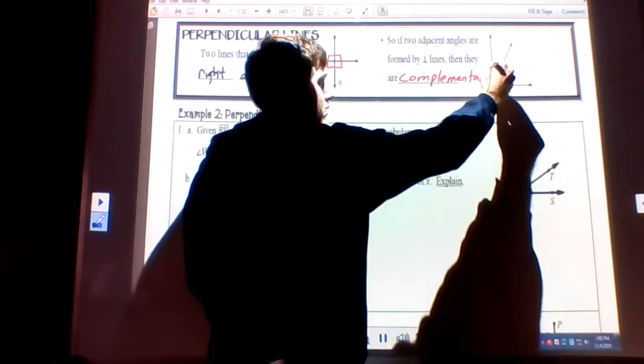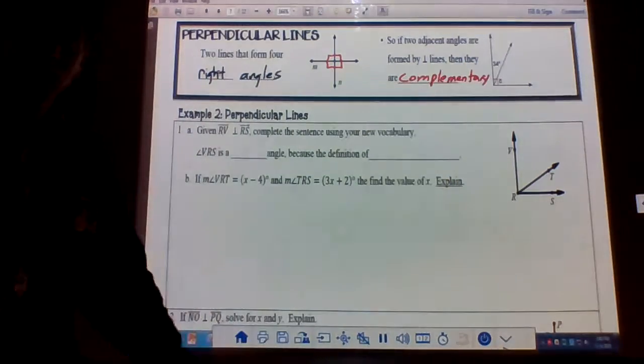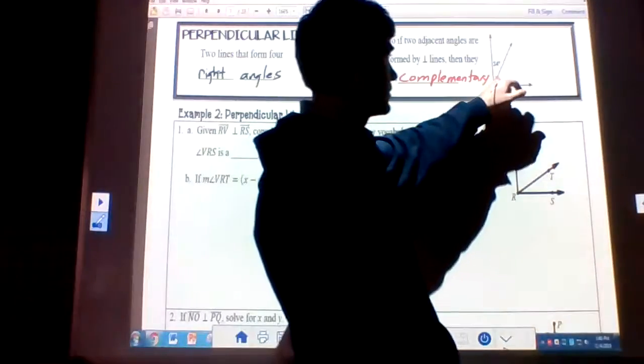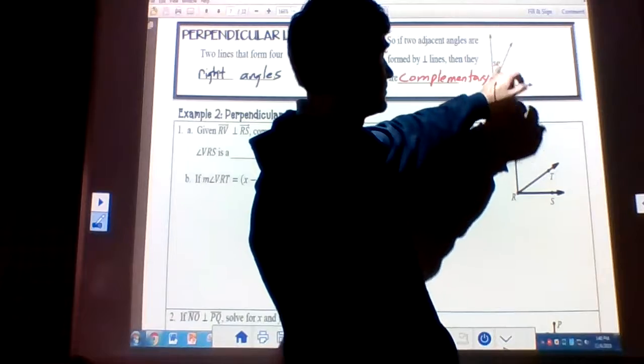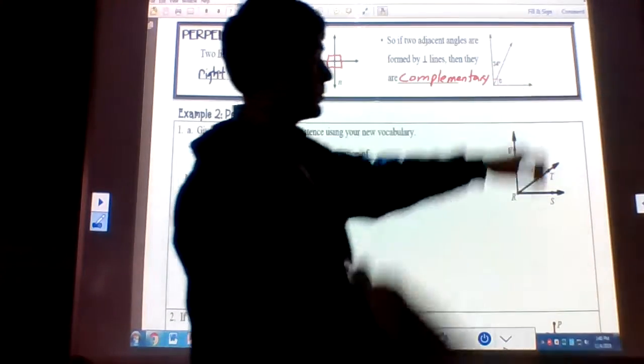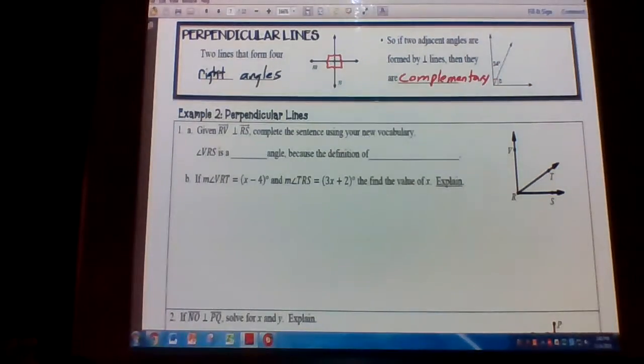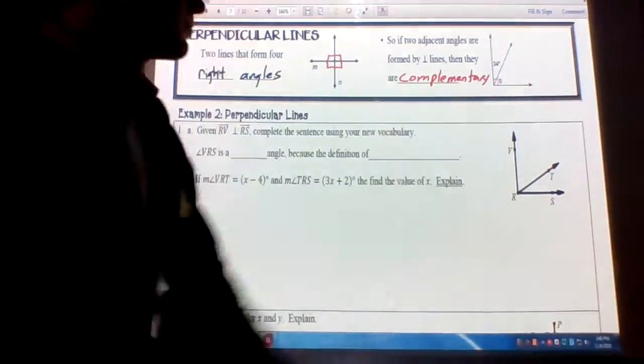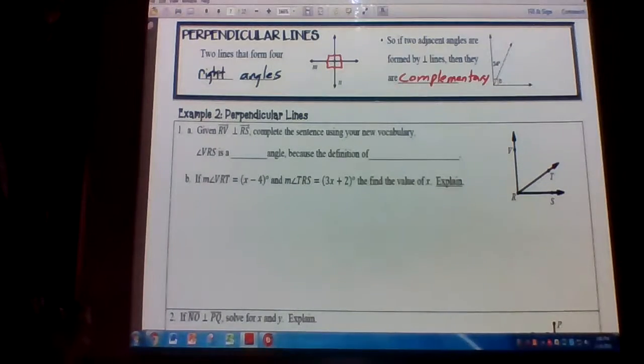Okay. So if two adjacent angles are formed by perpendicular lines, then they are complementary. All right, so again, complementary were two angles that add up to 90. So if we have two adjacent angles that are formed by perpendicular lines, then they're going to be complementary. I don't like this sentence really. It's just kind of confusing a little bit, but I think they're looking for complementary there. Two angles that add up to 90 are complementary angles.